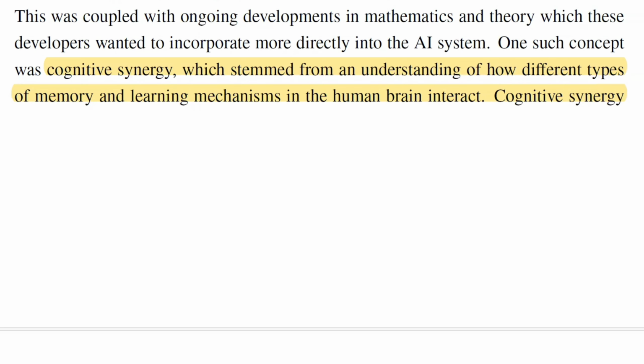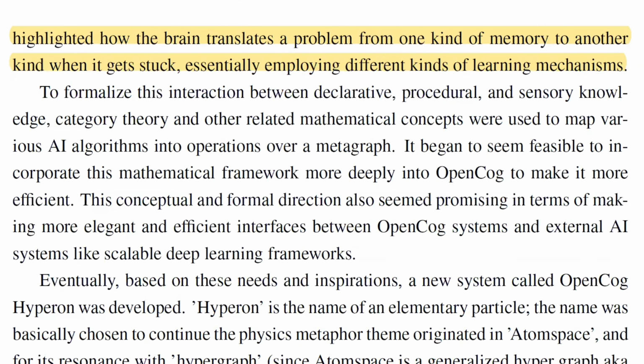But for now, the paper goes on and talks about cognitive synergy, which stems from an understanding of how different types of memory and learning mechanisms in the human brain interact. Cognitive synergy highlighted how the brain translates a problem from one kind of memory to another kind when it gets stuck, essentially employing different kinds of learning mechanisms. And as for my understanding, the concept of cognitive synergy leads to the core foundation of which Hyperon is built on, which the paper gets into now.